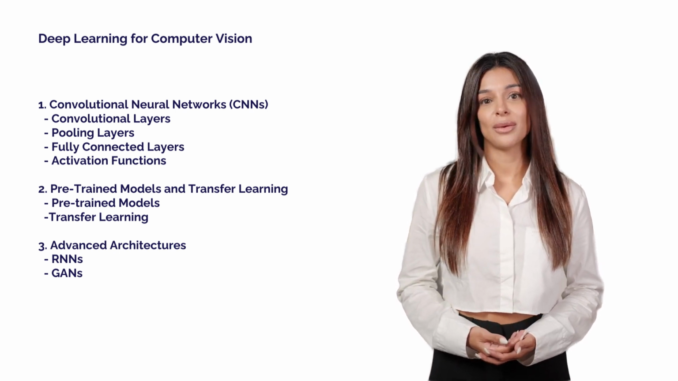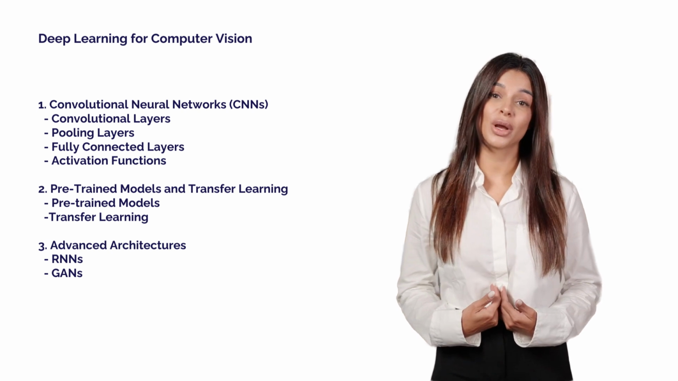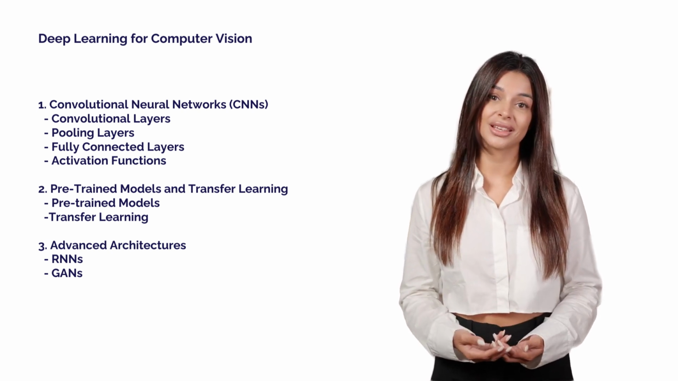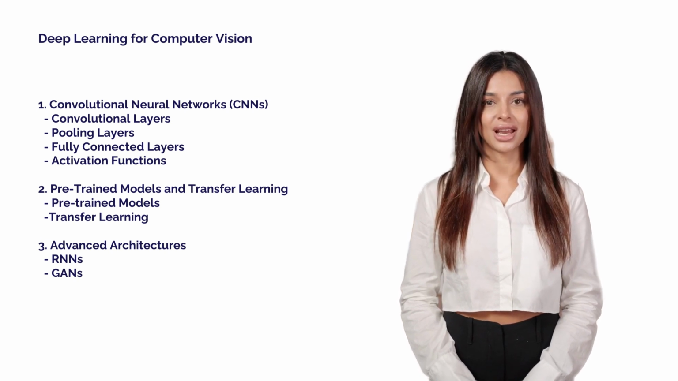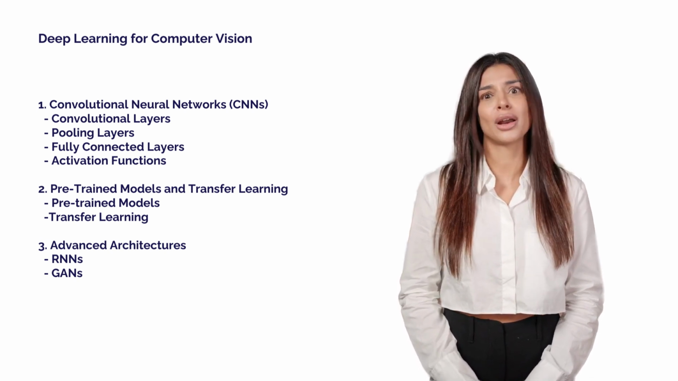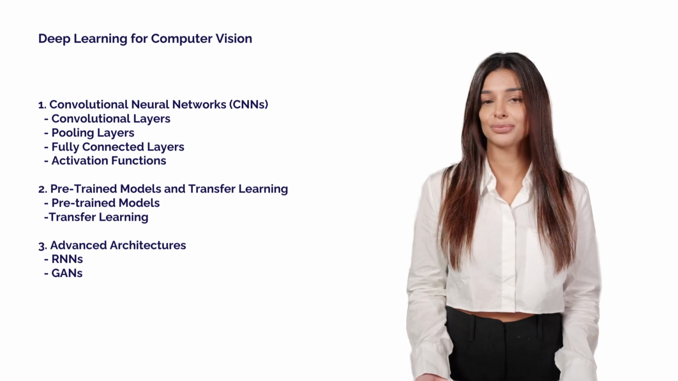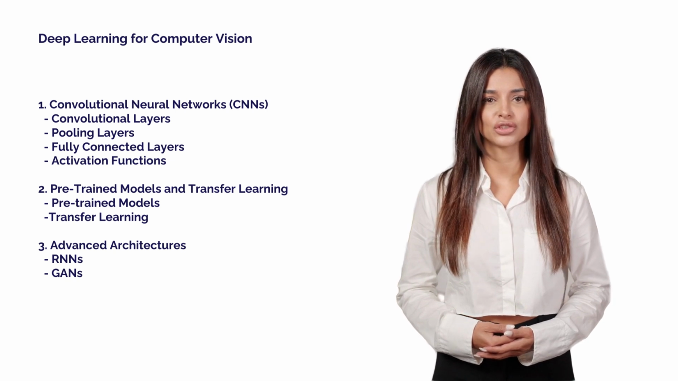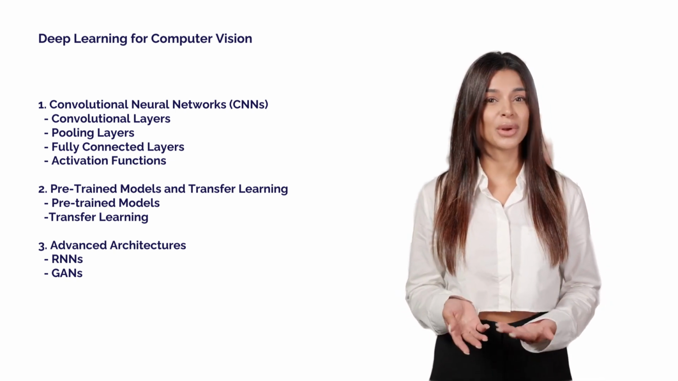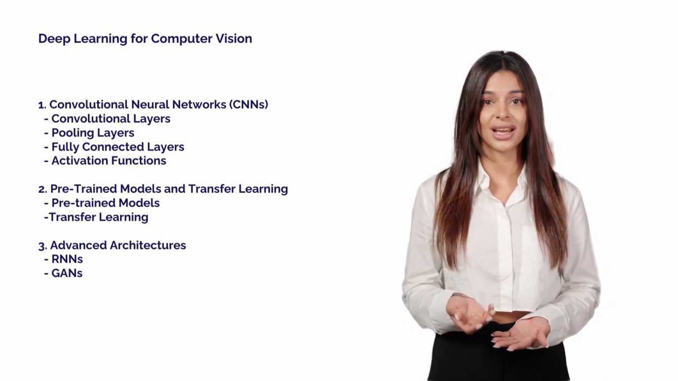Another important concept is pre-trained models. Models like VGG, ResNet, and Inception have already been trained on massive datasets like ImageNet, which means we can use them right out of the box for many tasks. This leads to transfer learning, where we adapt these pre-trained models to new problems with only a small amount of new training data. It's like having a head start.